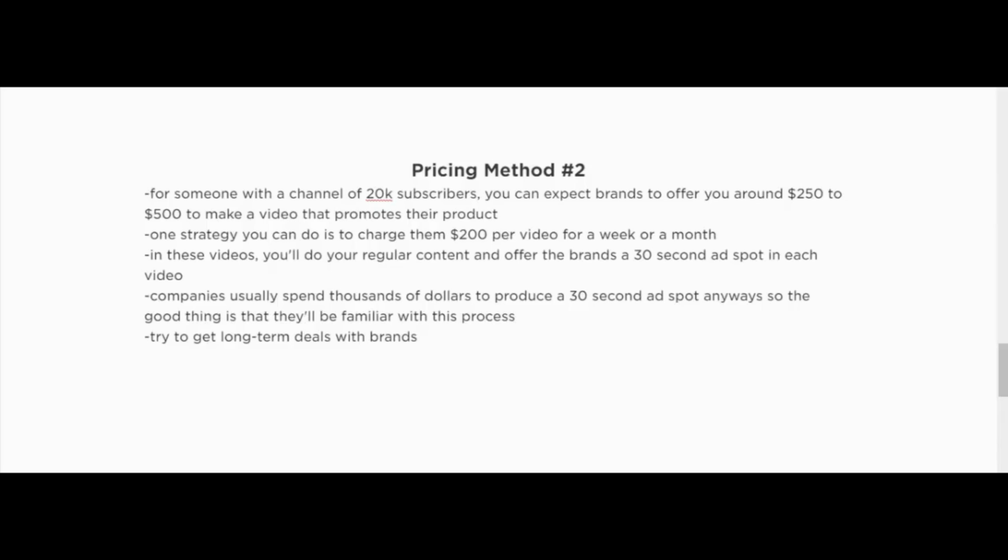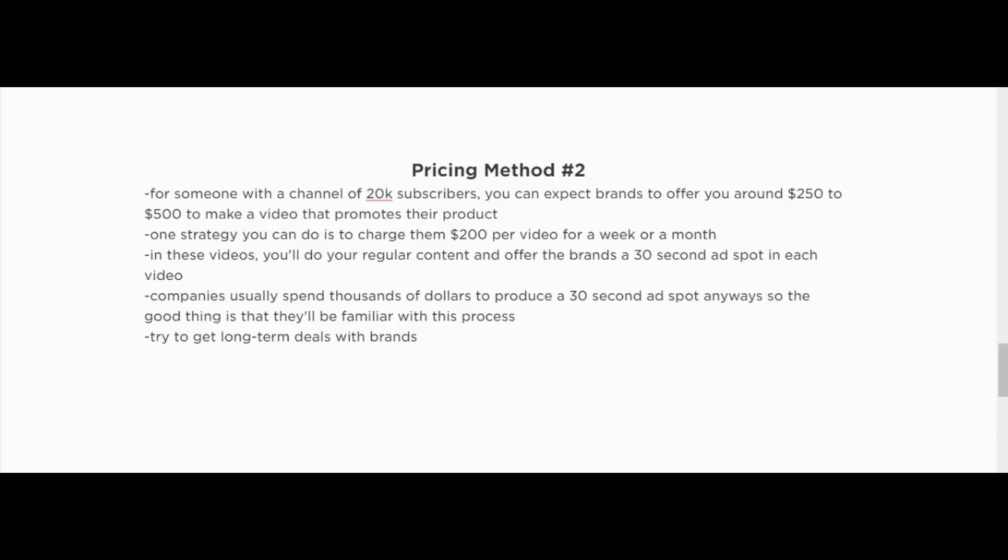Lastly, try to position it as them not paying for the content, but paying for editing and production work, and you consulting them on what would appeal to your audience. If you approach brands from this perspective, you might be able to retain creative control and make sure that everyone is getting value. For someone with a channel of 20,000 subscribers, you can expect brands to offer you around $250 to $500 to make a video that promotes their product.